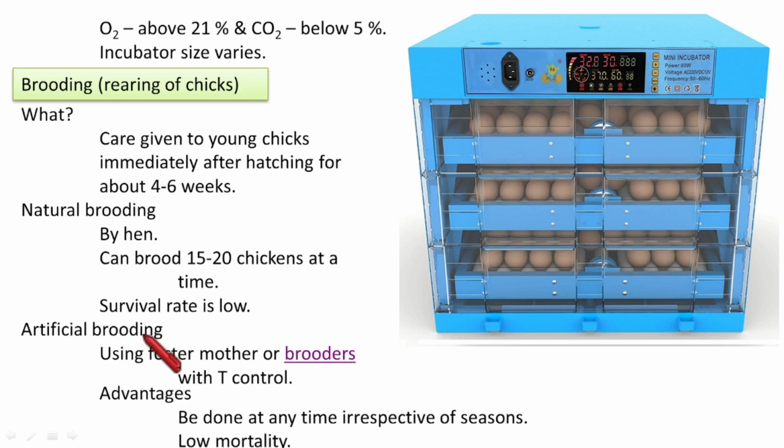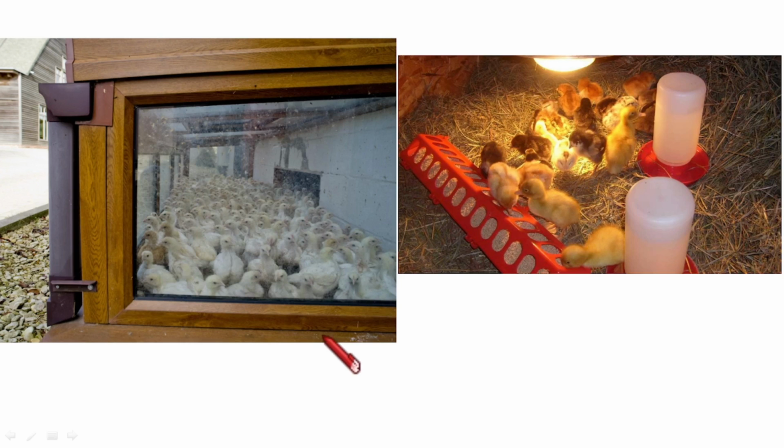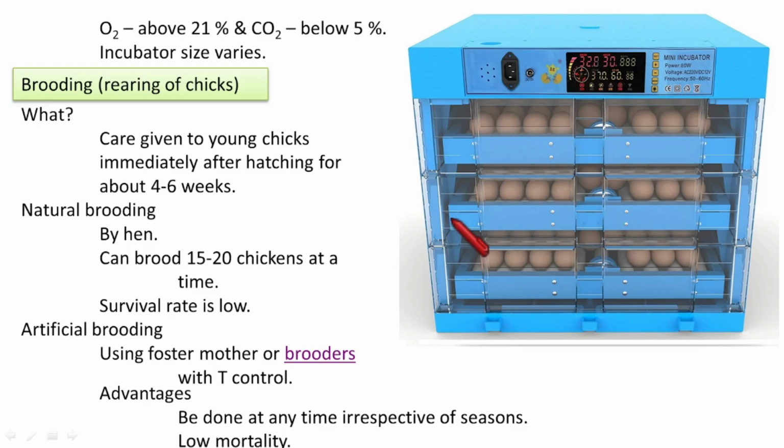Then artificial brooding. Artificial brooding uses foster mothers, not the chicks' own mother, or sometimes we can use some machines. They are called brooders. Inside those machines there is a system for controlling the temperature. So let's see what brooders are. This is a brooder, a large scale brooder. There's a big chamber, and inside the chamber there will be provision to give food and water, and for maintaining the temperature there will be some light source also. That is a brooder, a mechanical setup.